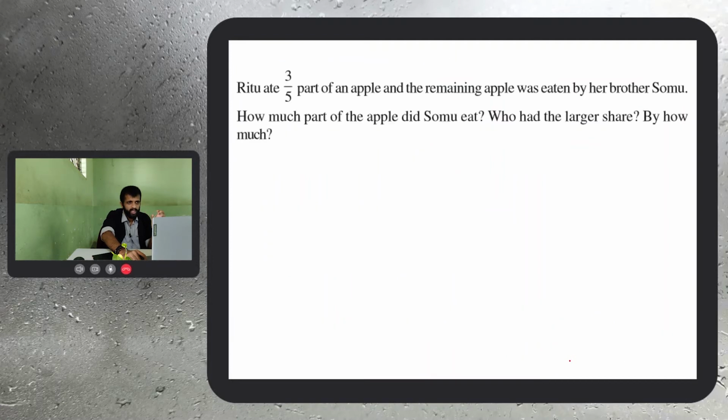Okay. Ritu ate 3/5 part of an apple and the remaining apple was eaten by her brother Somu. How much part of the apple did Somu eat? Who had the larger share? By how much? Just understand this. It is one apple. Okay, there are not two apples, huh? It is one apple. So let me just draw with a dirty handwriting, dirty drawing of mine.